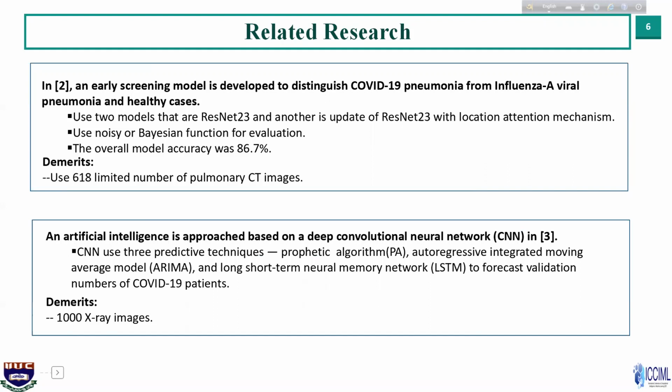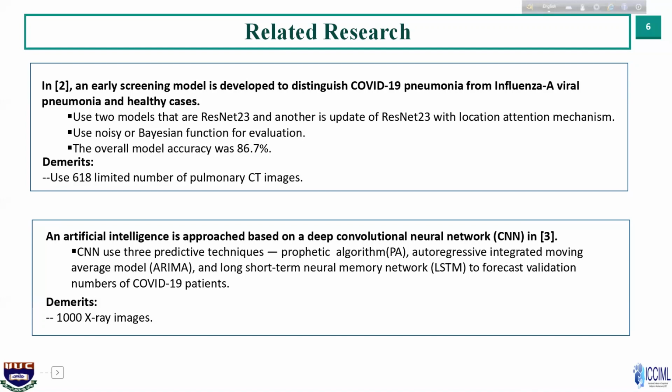Here is some related research work. In reference 1, an early screening model is developed to distinguish COVID-19 pneumonia from influenza A viral pneumonia and healthy cases. They use two models with a location attention mechanism, and they use a noisy Bayesian function for their evaluation purpose. The overall accuracy is 86.7%. They use a limited number of pulmonary CT images, that is 618 CT images.